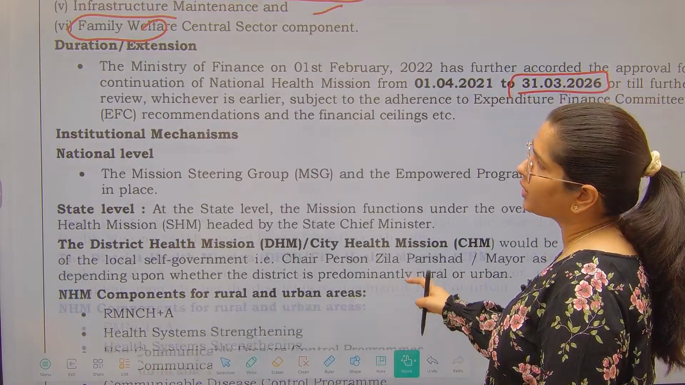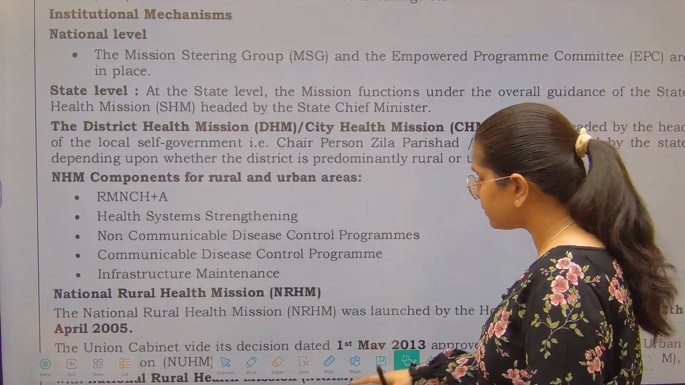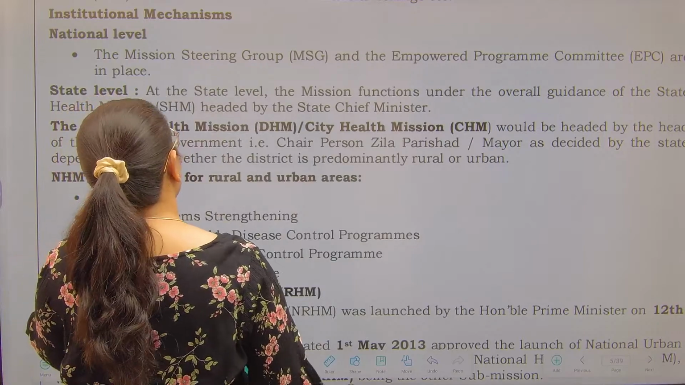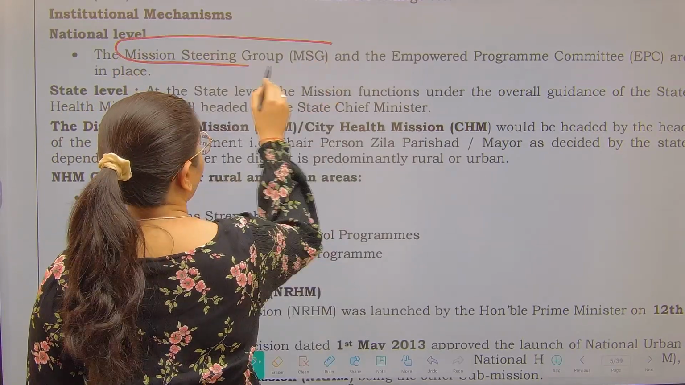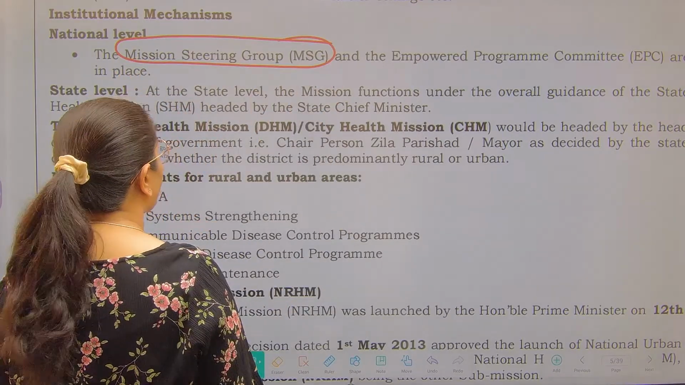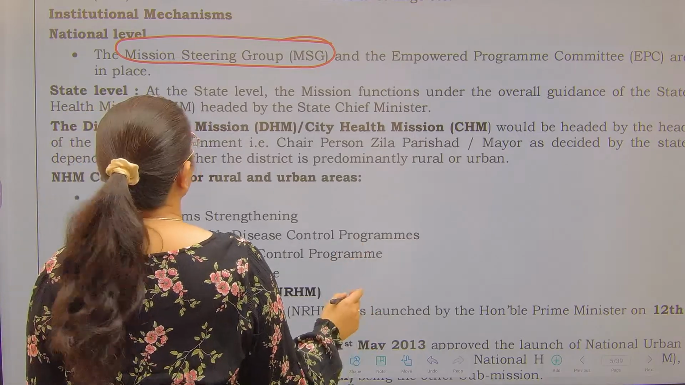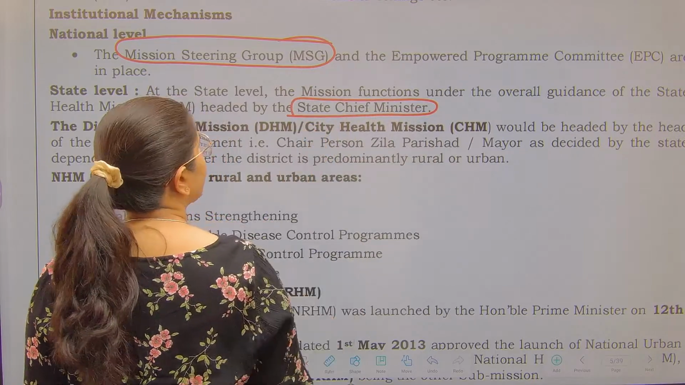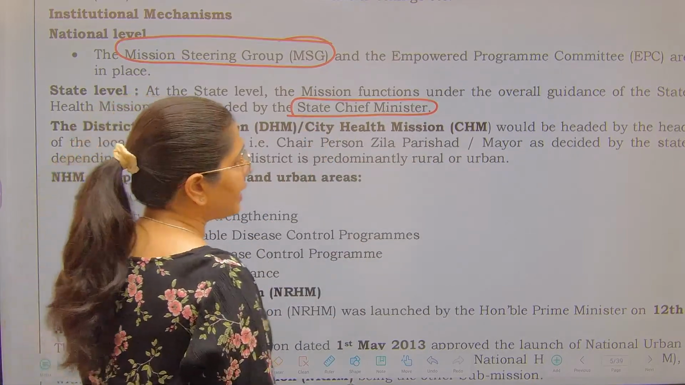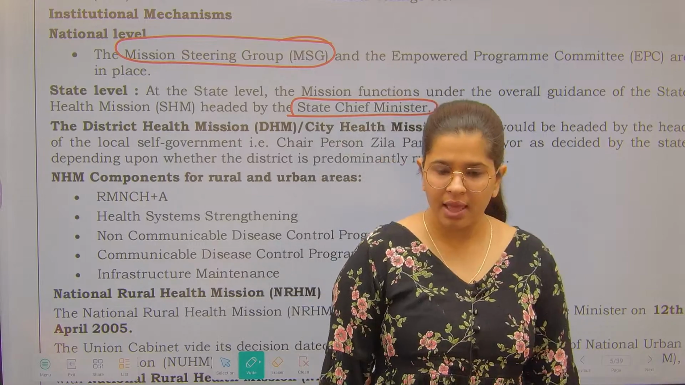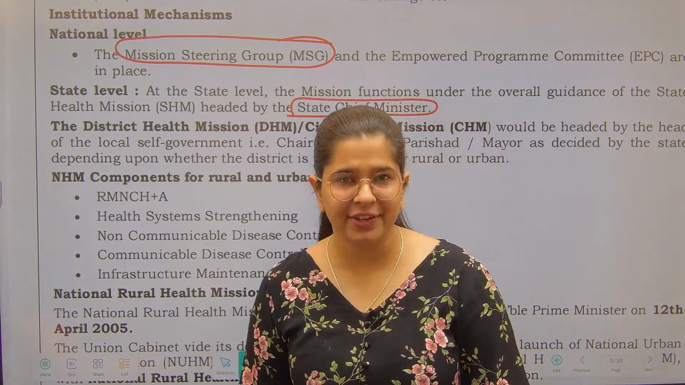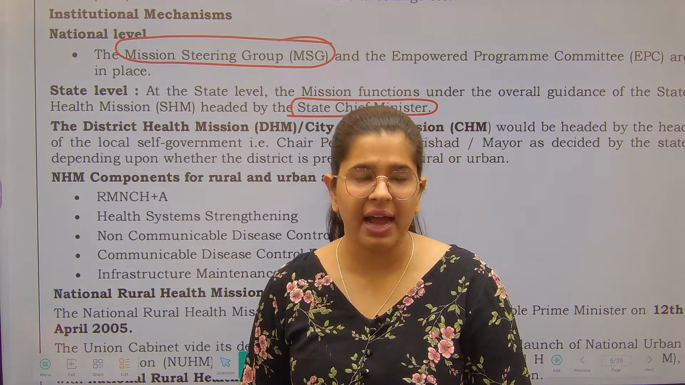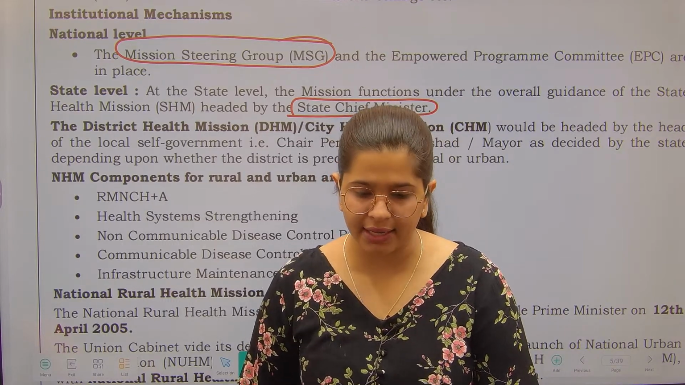Now watching out for the institutional mechanisms. So in the national level, you have got mission steering group and empowered program committee. State level, it is important. At the state level, this particular mission is headed by state chief minister. State health mission works on the guidance as well as directives by your chief minister. Please remember this. This is an important fact which you should be remembering at any cost.